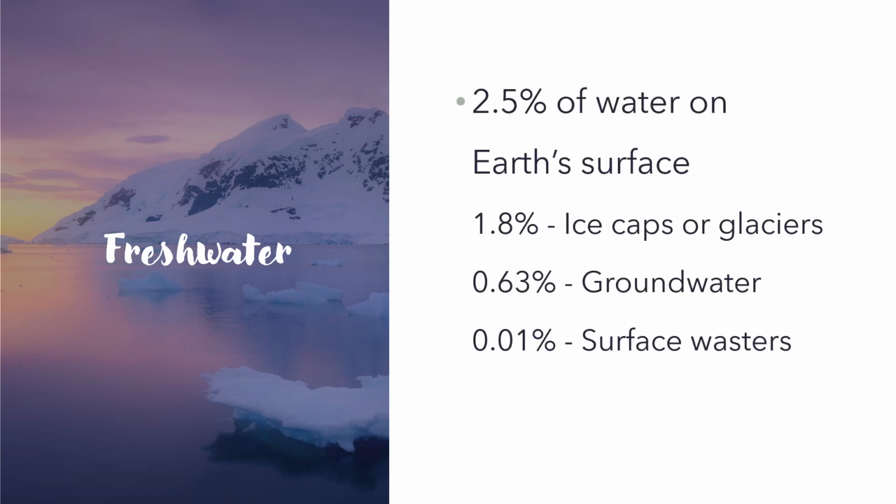Now we move on to freshwater. Freshwater constitutes around 2.5% of water on the Earth's surface, and it is in the form of ice caps or glaciers, which is 1.8%. Groundwater is only 0.63%, and surface water such as rivers and lakes is just 0.01%.